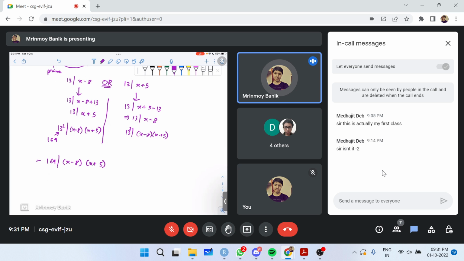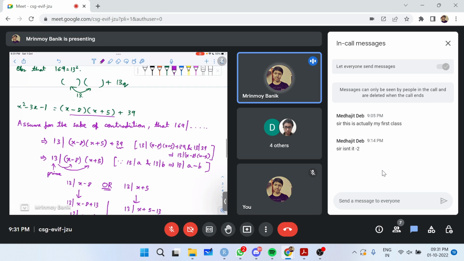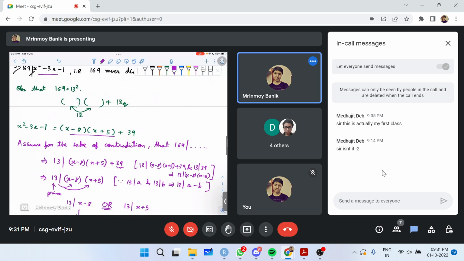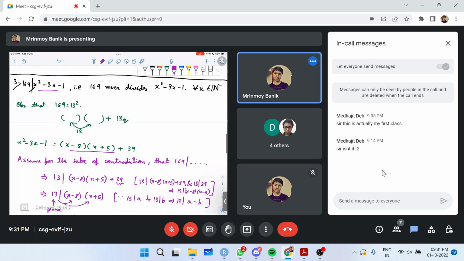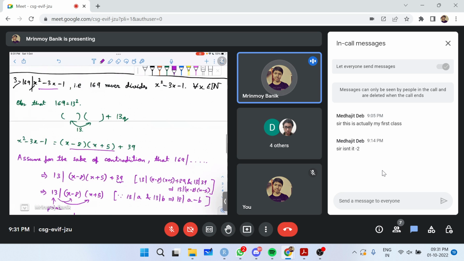So this is what we inferred from our line of arguments. And what had we assumed? This is what we proved just now. And our assumption is that 169 divides (x minus 8) times (x plus 5) plus 39, right? Yeah, so this was our assumption.